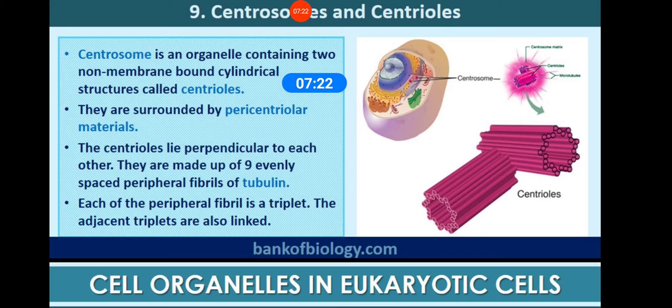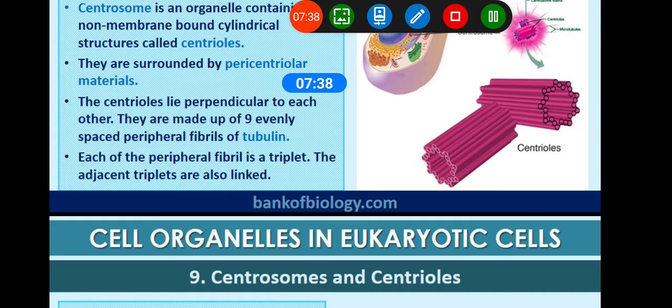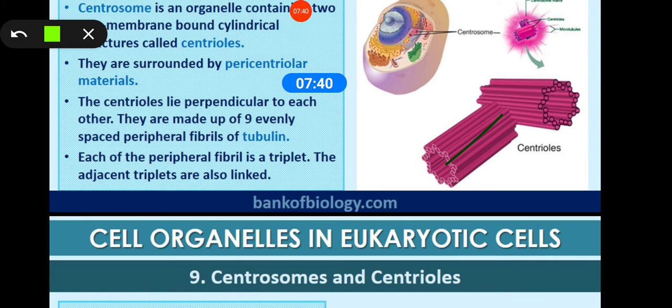In that case we have studied that they have a sheet called the plasma membrane, but here we will not see the sheet. So they are surrounded by pericentriolar material. They lie perpendicular to each other. You can see they are perpendicular to each other. Let me show you, like this and this. So this is perpendicular to each other, and they are made up of 9 evenly spaced peripheral fibrils called tubulin. What is it called? Tubulin.